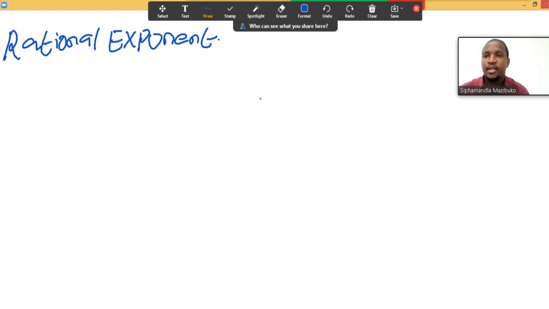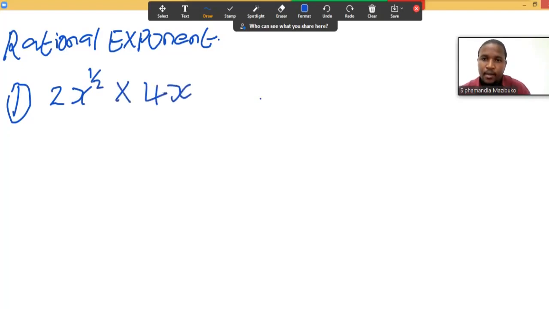Hi guys, today we're looking at rational exponents, and let's quickly look at our first example. This is example 1, and it looks like 2x to the power 1 over 2 multiplied by 4x to the power minus half.